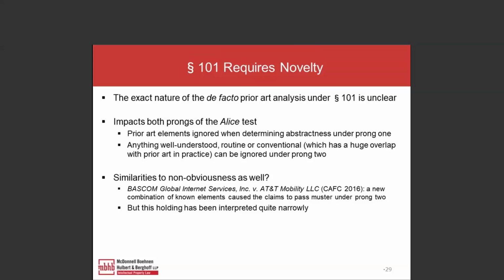But the issue at hand here is that regardless of how you look at it, there is some aspect of novelty that has crept into the Section 101 test. In fact, in Mayo, Justice Breyer explicitly said that there is some overlap between 102 and 103, between novelty and Section 101, even though in Diamond versus Diehr, back in 1980, the Supreme Court said there most certainly is not. So this conundrum remains.